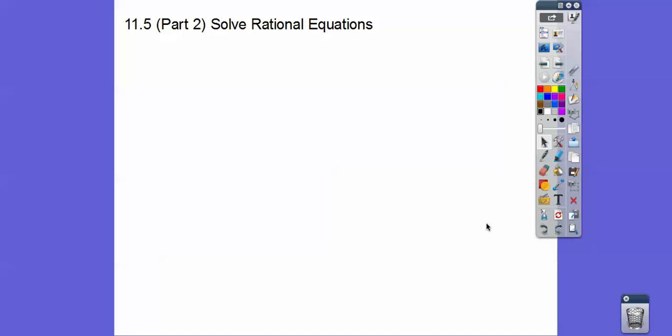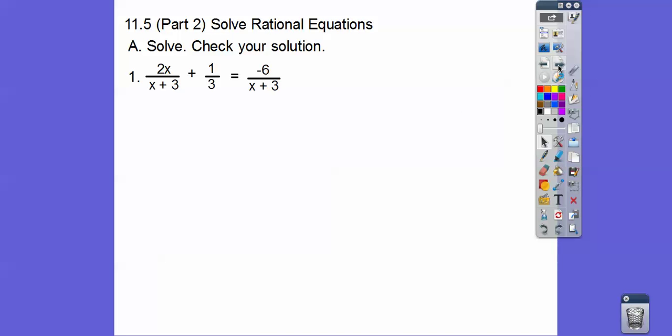All right, you guys, this part we can't cross multiply because we don't have a fraction equals a fraction. So here we're going to multiply by a common denominator. So let's go, we're solving and checking our solution.